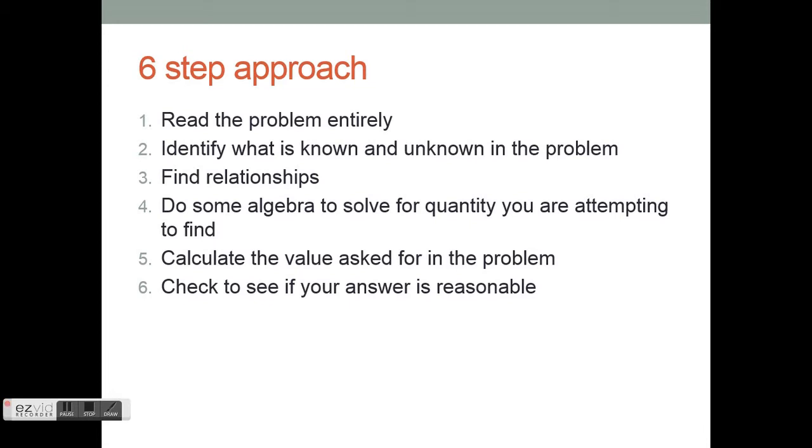The third step, find relationships. Let's figure out what equations you're going to use in order to solve for unknown values from the things that you already know. The fourth step, do some algebra to solve for the quantity you're attempting to find. You don't just plug numbers in and calculate, you actually do the algebra to solve for the unknown variable first.